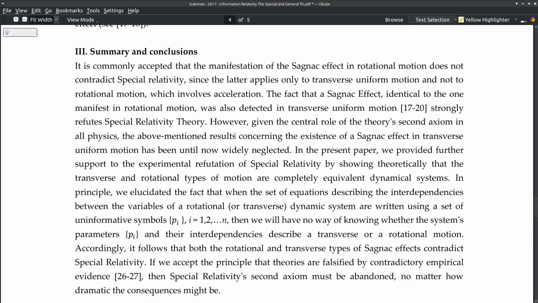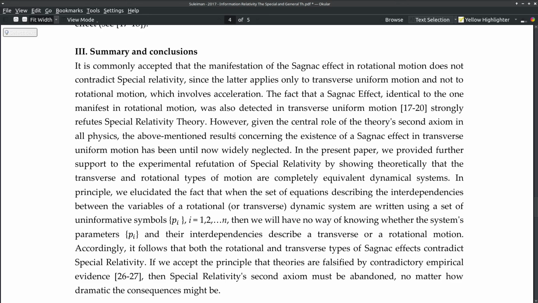Summary and conclusions. It is commonly accepted that the manifestation of the Sagnac effect in rotational motion does not contradict special relativity, since the latter applies only to transverse uniform motion and not to rotational motion, which involves acceleration. The fact that a Sagnac effect identical to the one manifest in rotational motion was also detected in transverse uniform motion strongly refutes special relativity theory. However, given the central role of the theory's second axiom in all of physics, the above-mentioned results concerning the existence of a Sagnac effect in transverse uniform motion have been until now widely neglected, still quite neglected, sadly.